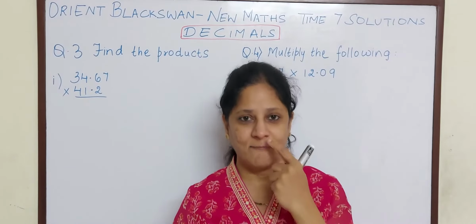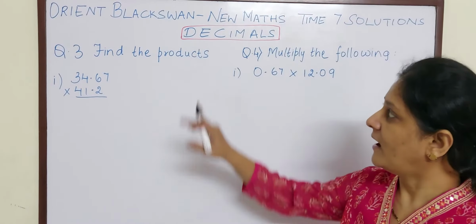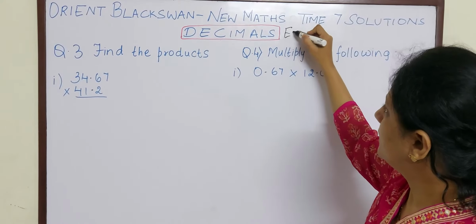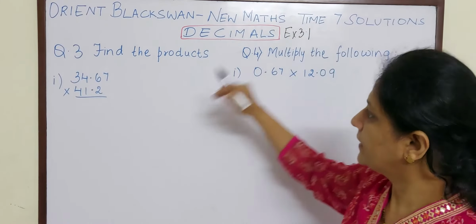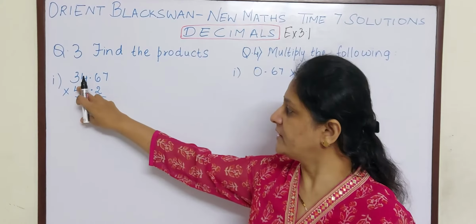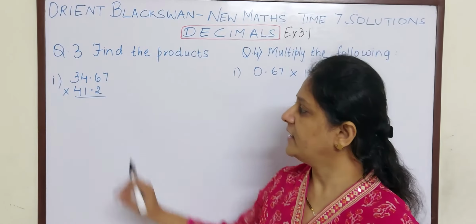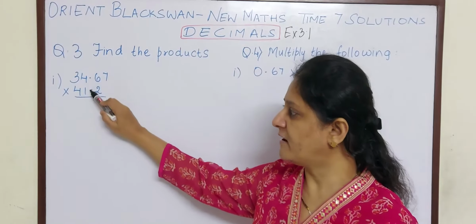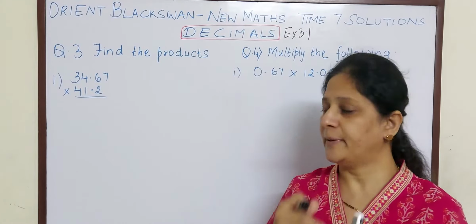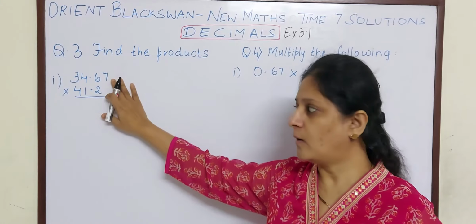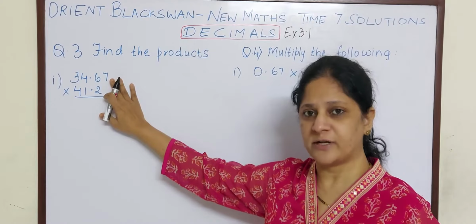Hello children, welcome back, and today under decimals we are going to do exercise 3.1 question number 3. Find the products. Now if you see they have written here 34.67 into 41.2, but see the way they have placed the decimal numbers one below the other, but we do not need to do like this.